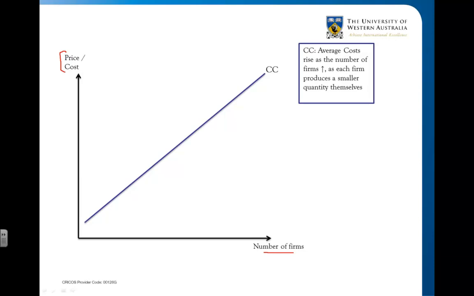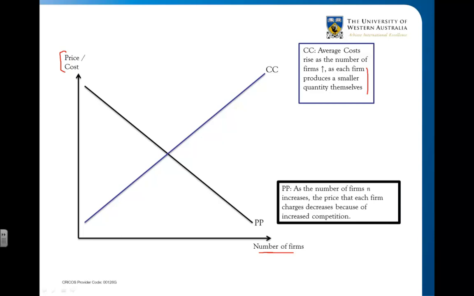So what we've got here is a cost curve, or a supply curve if you like. I don't want to call it a supply curve, but average costs, remember, rise as the number of firms rise. Remember why: each firm produces a smaller quantity themselves. So remember, this isn't Q on the horizontal axis. As the number of firms increases and firms lose the ability to take advantage of economies of scale, their average costs are going to be higher. So that's an upward sloping curve.